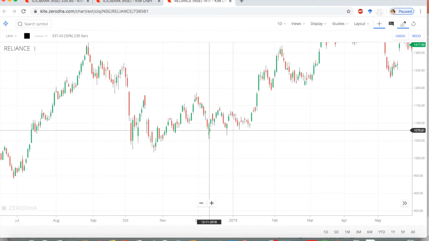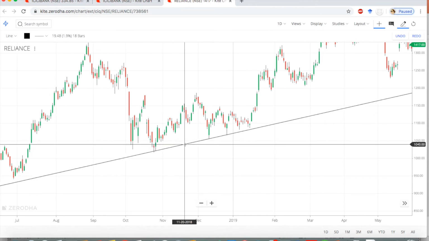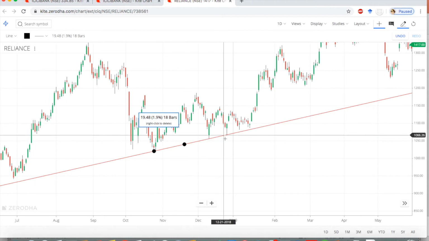So assume your current candle forming on Reliance is this one. This is your swing low because it is a bullish candle, and this is your previous swing low. So try to connect these 2 points, and it forms a support line.